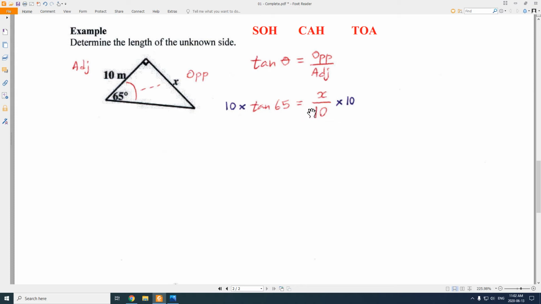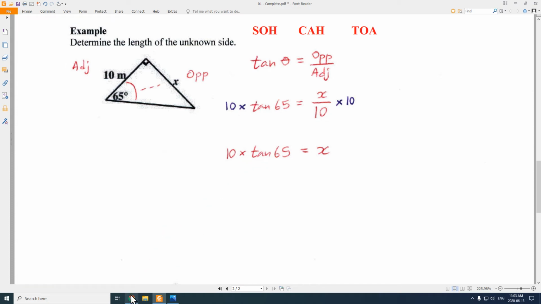And that'll cancel out your 10 here. All right, that leaves me with 10 times tan 65 equals x. And at this point, those are all just numbers, all right? Tan 65 is just some decimal number that comes out of that big table. So we can just plug this into our calculator now.